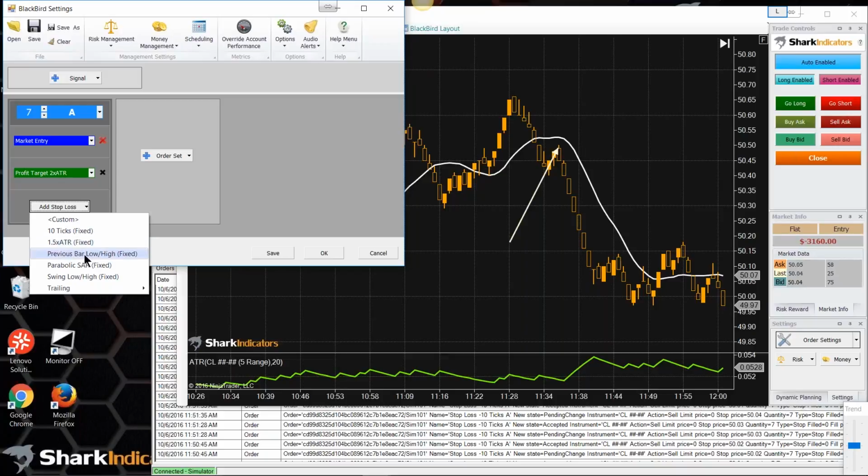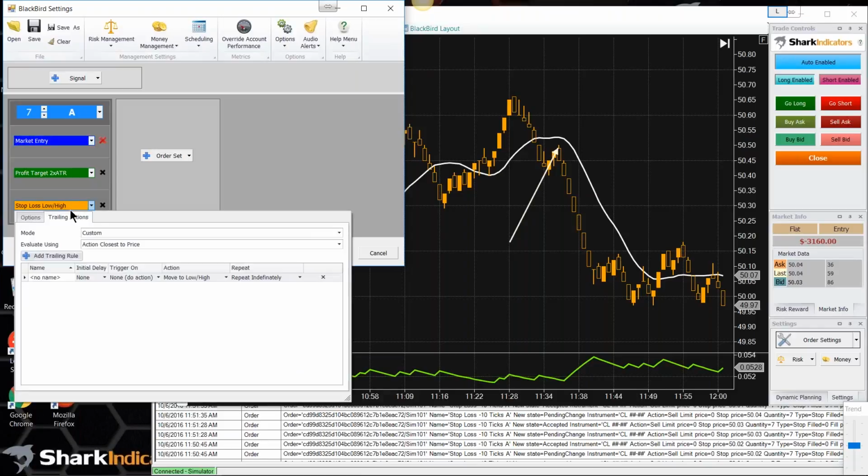So the third one down here, this is using bar prices, right? This is using prices here. So we could set our stop loss to a previous bar's low for a long stop loss, or we could also set up a trailing. So let's take a look at the trailing one here. So previous bar low for long, or high for a short trade.